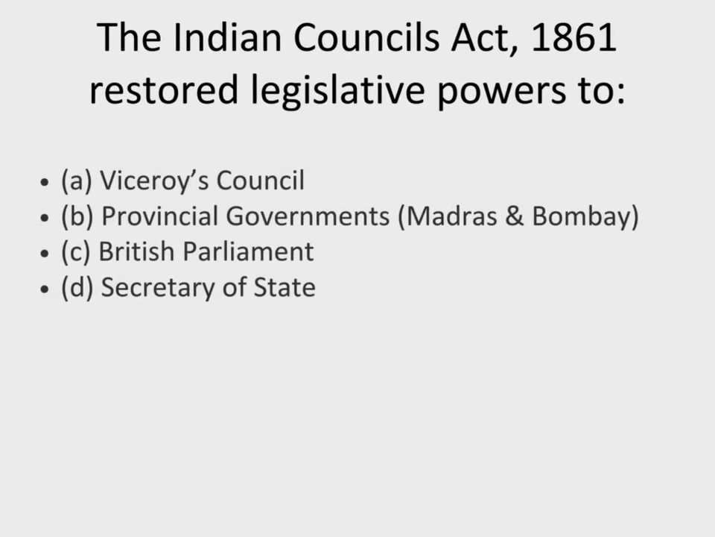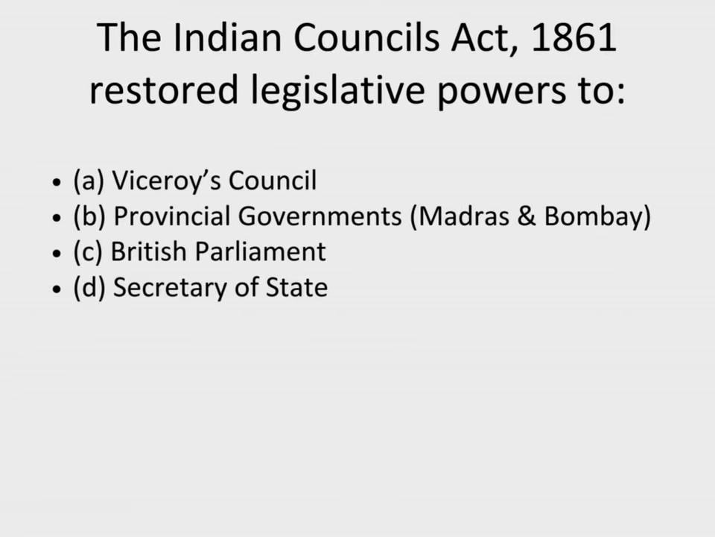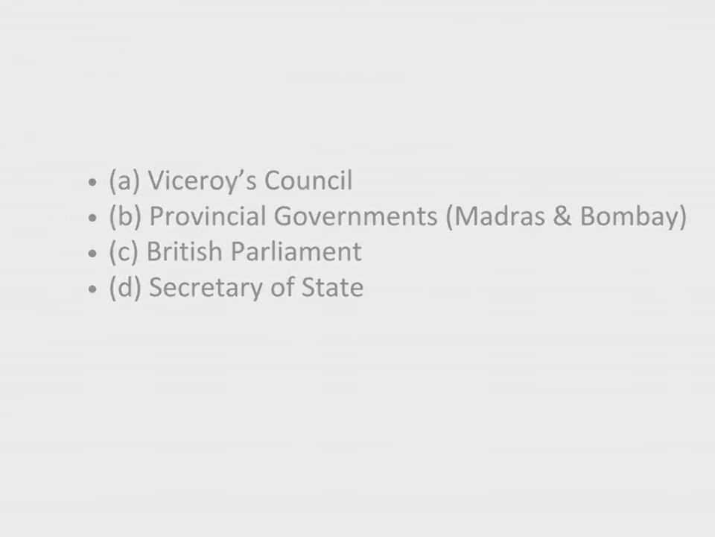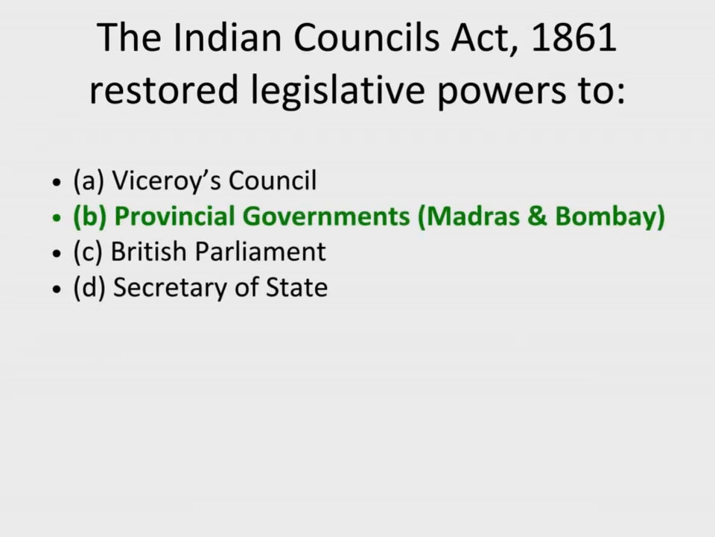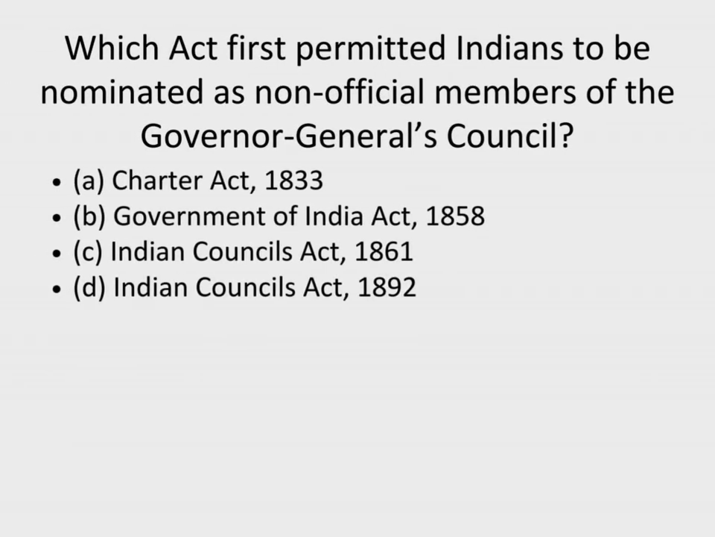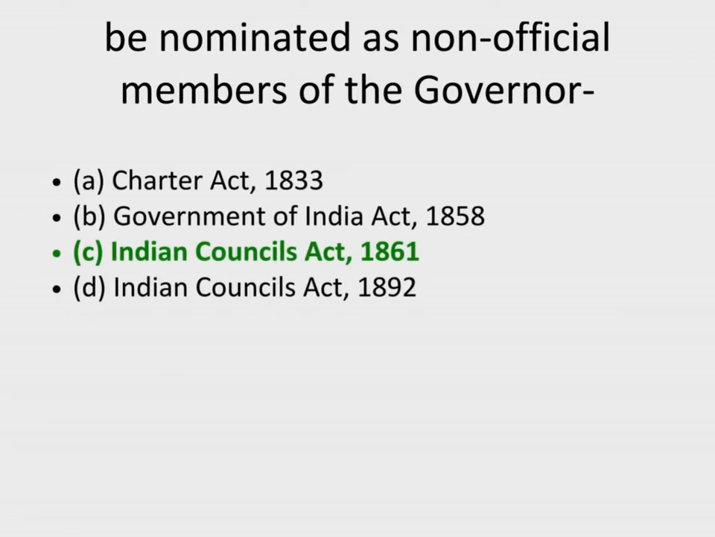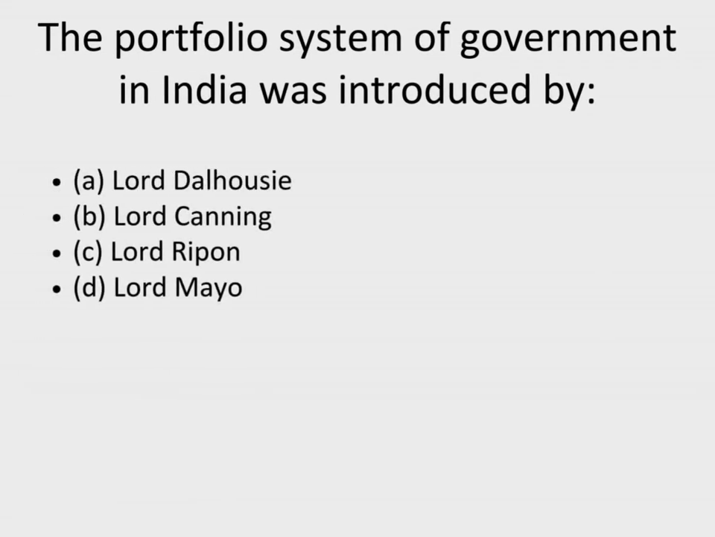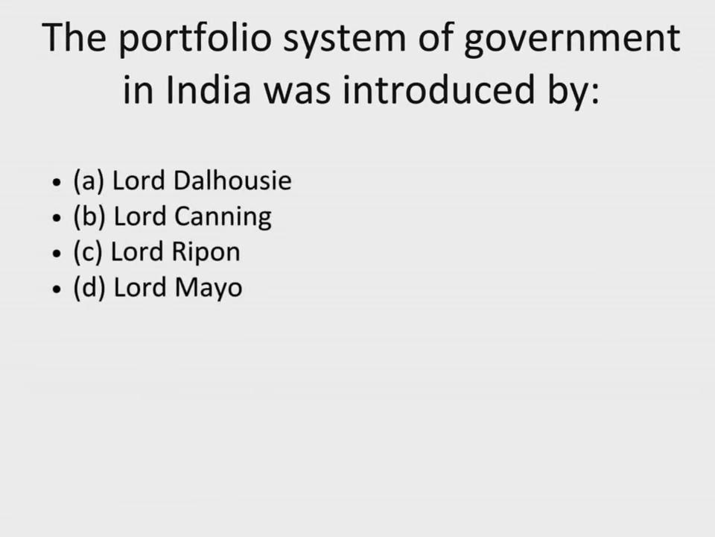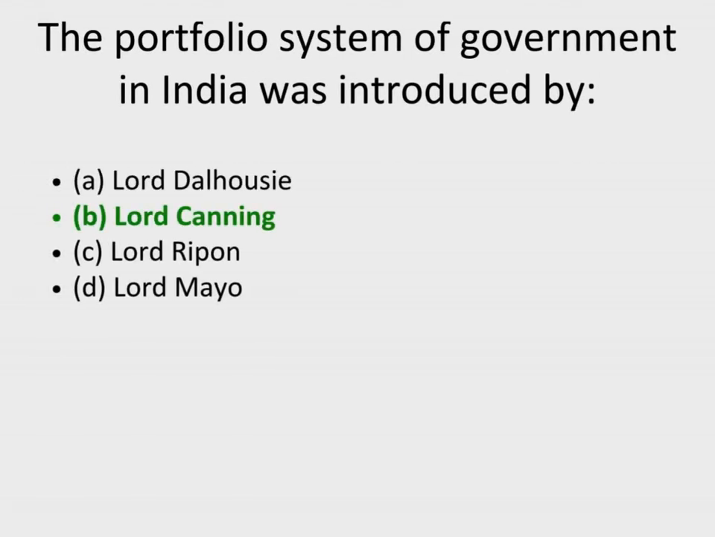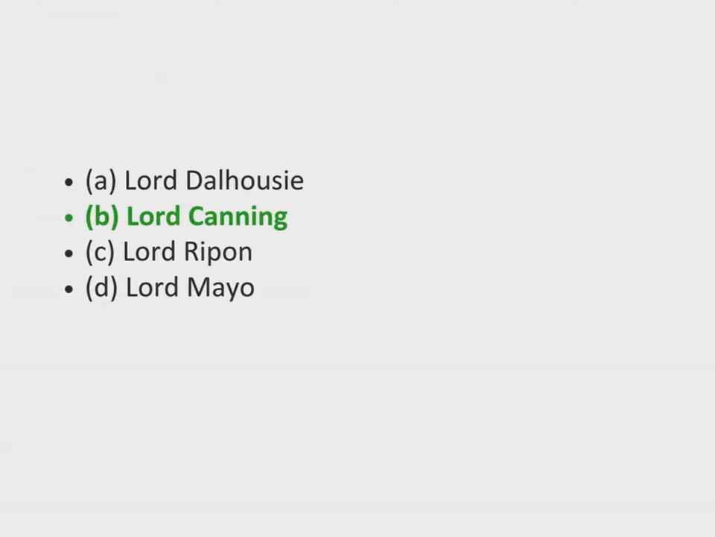9. The Indian Councils Act, 1861 restored legislative powers to. Correct answer, B. Provincial governments, Madras and Bombay. 10. Which act first permitted Indians to be nominated as non-official members of the Governor-General's Council? Correct answer, C. Indian Councils Act, 1861. 11. The portfolio system of government in India was introduced by. Correct answer, B. Lord Canning.